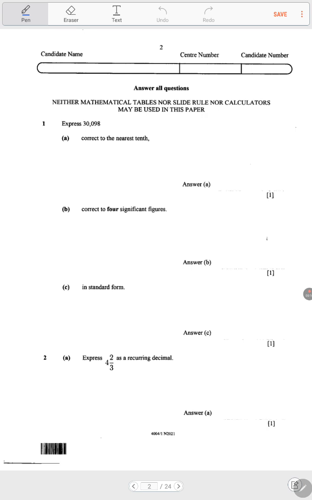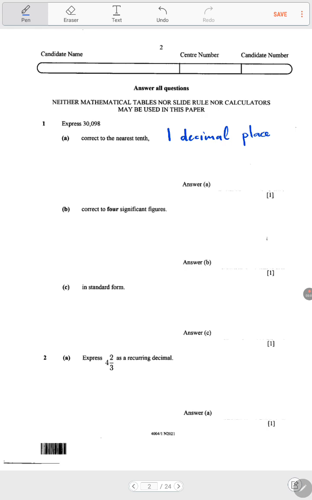So here on the screen we have number 1, which says express 30,098 part A correct to the nearest tenth. So the nearest tenth is the same as to one decimal place. So in other words, they are saying write your answer correct to one decimal place.